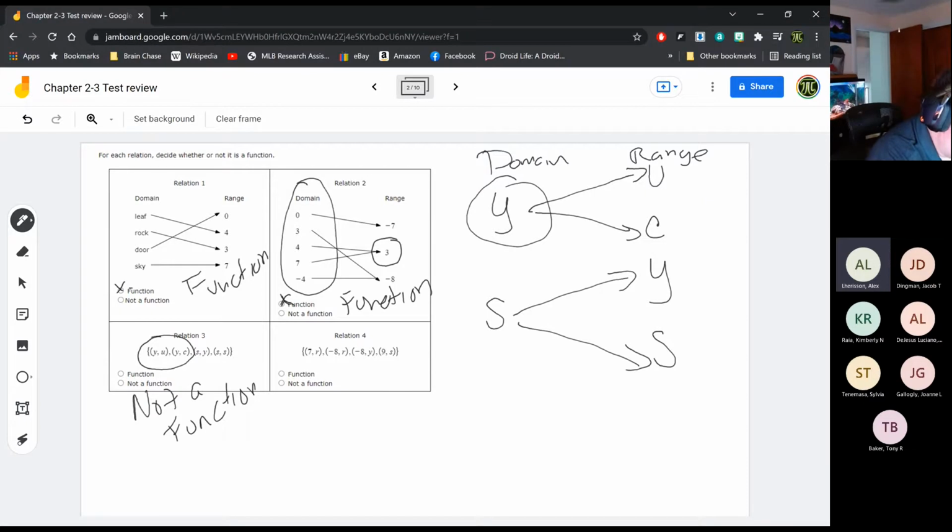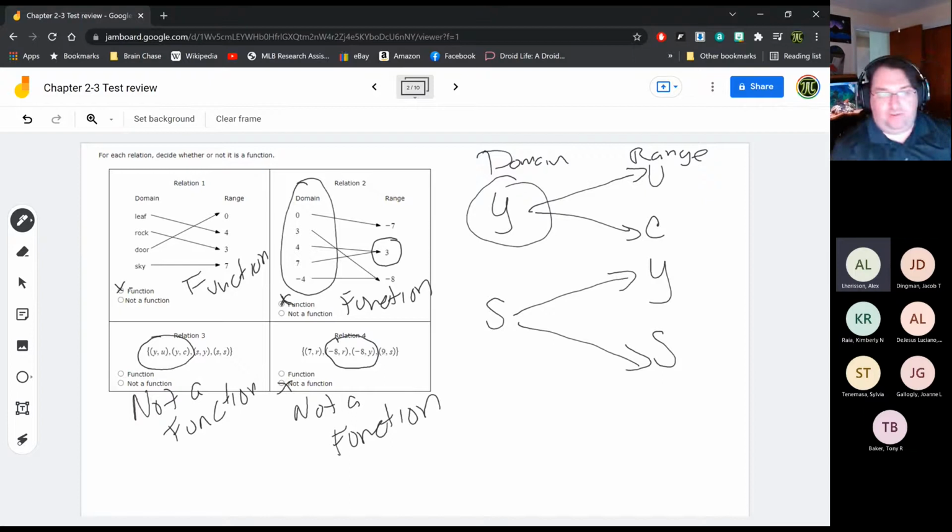If we look at relationship 4, 7 goes to r, negative 8 goes to r, negative 8 goes to y. So right there in the middle, we have negative 8 goes to r, and negative 8 goes to y. So that's also not a function. Even though the other ones are fine, the negative 8 fails it.